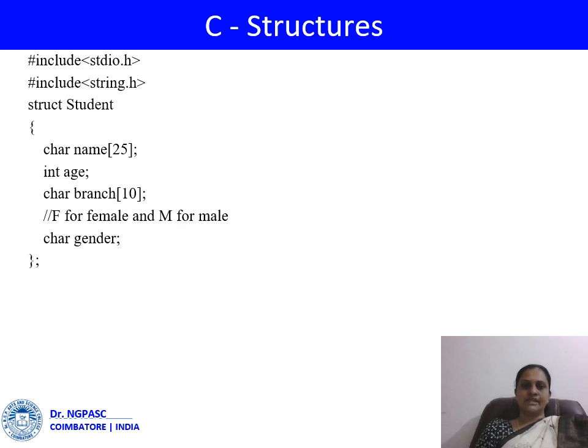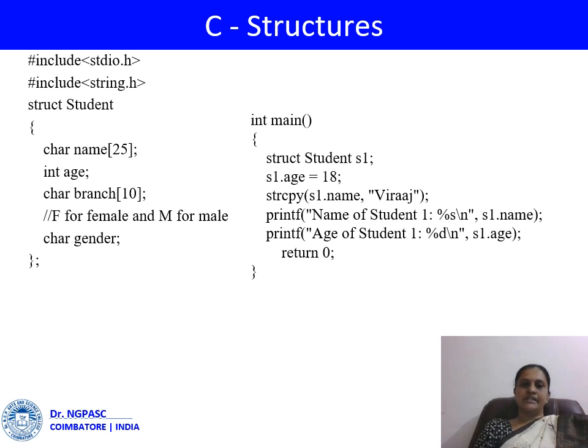And this is another example which consists of one complete C program. So you can see here I'm giving a structure called student, with name, age, branch, and gender. So these are the things I'm going to store in the memory. And this is the main program.